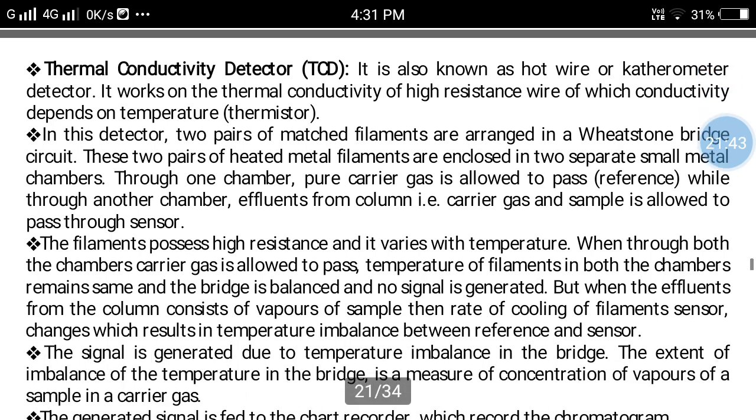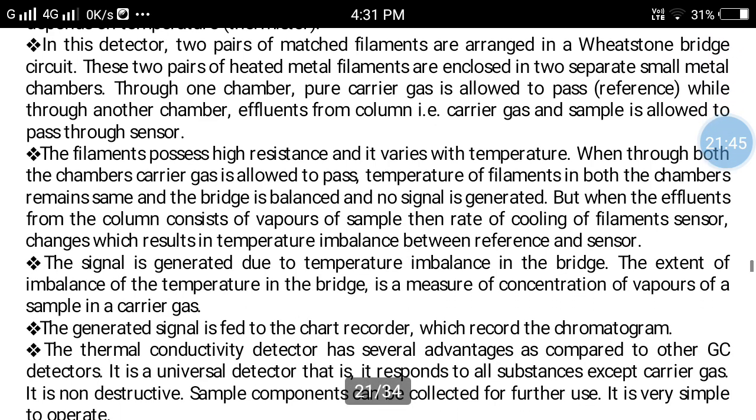The filament possesses high resistance and it varies with the temperature. When carrier gas is allowed to pass through both the chambers, the temperature of the filament in both chambers remains the same and the bridge is balanced, and no signal is generated. But when the effluent from the column consists of vapors of the sample, then the rate of cooling of the filament sensor changes, which results in a temperature imbalance between the reference and sensor. The signal is generated due to the temperature imbalance in the bridge.